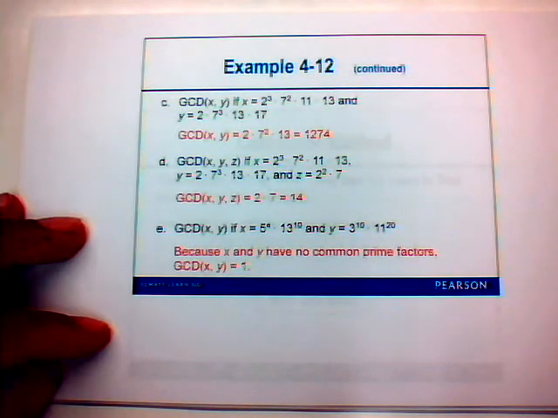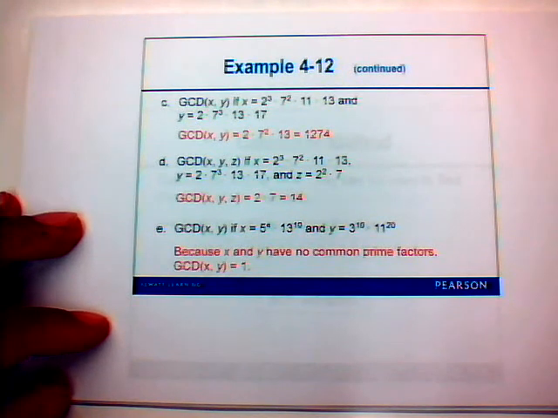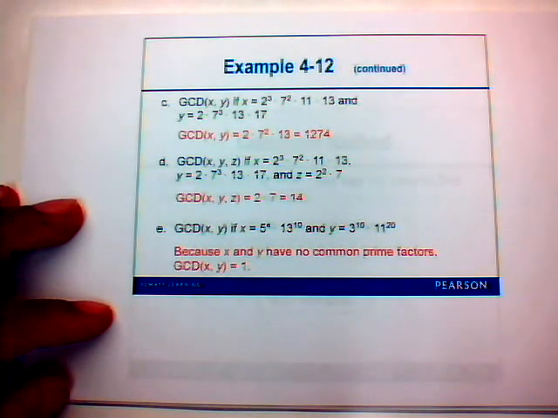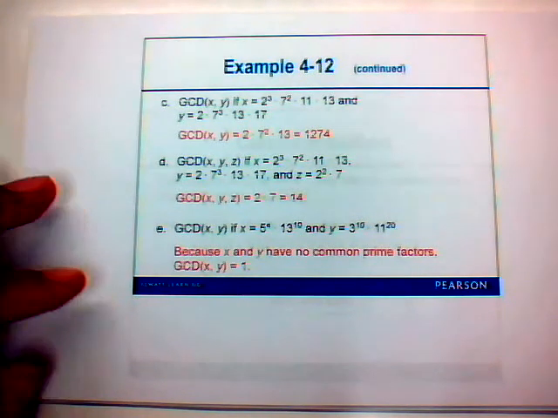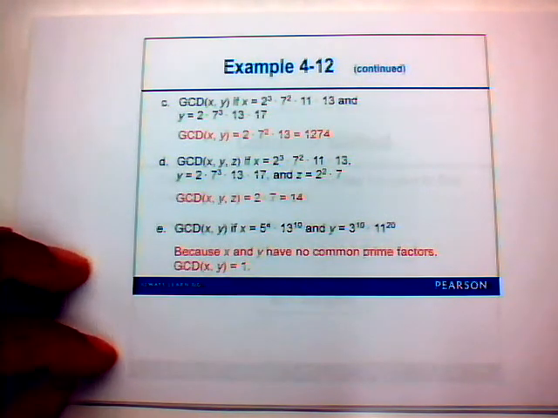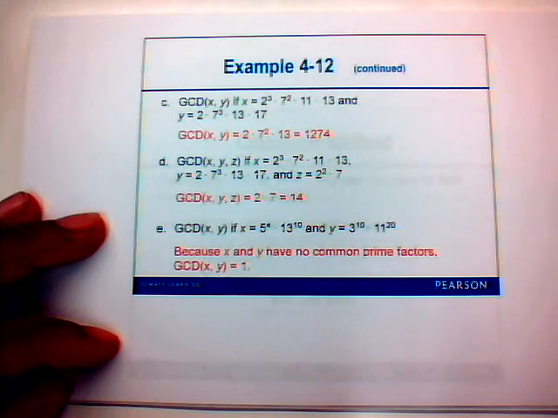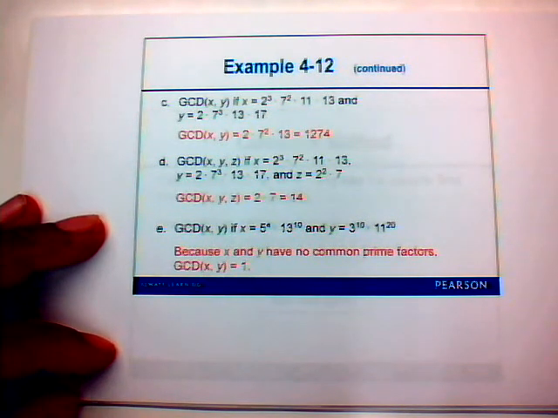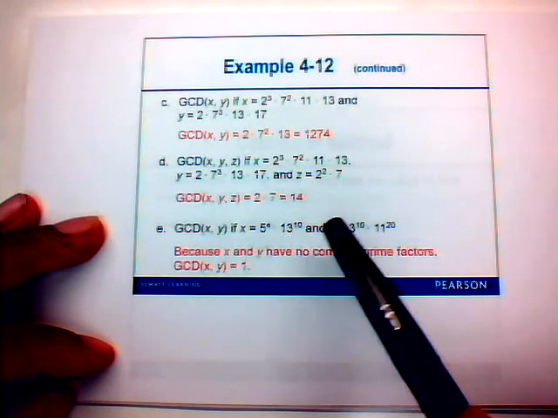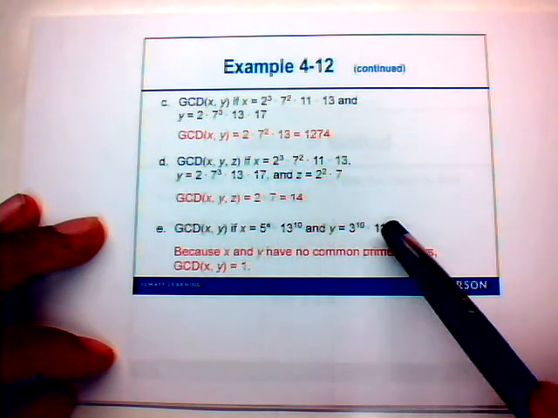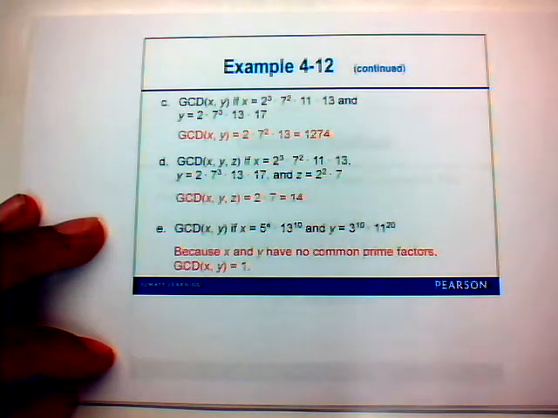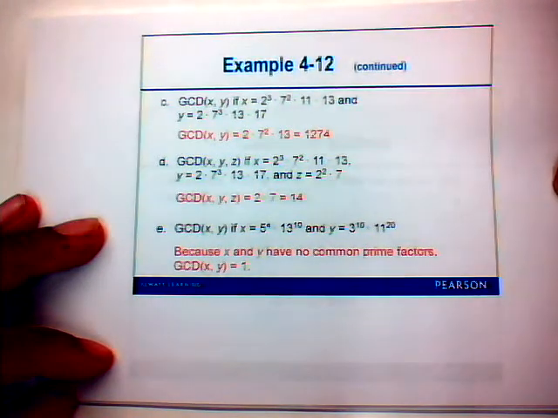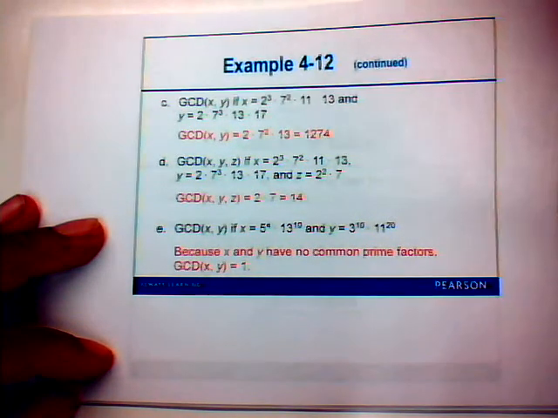And part E, finding the GCD of x and y if x is equal to 5 to the 4th times 13 to the 10th, and y is equal to 3 to the 10th times 11 to the 20th power. As you can see, x and y have no common factors in them, so that means the GCD of x and y will have to be 1. And this is an instance where you have these two expressions that are considered to be relatively prime, because the GCD is 1.